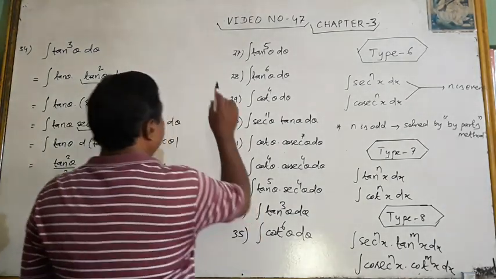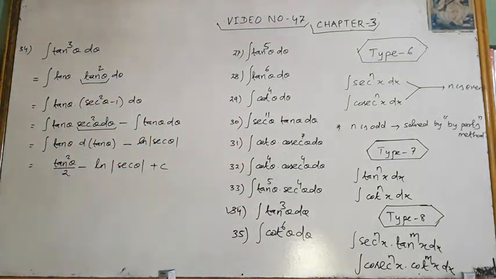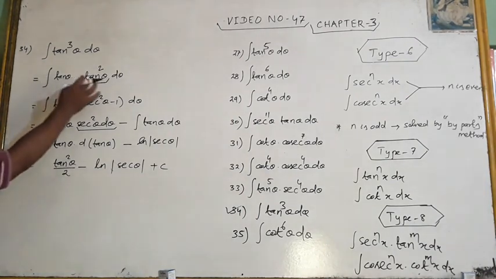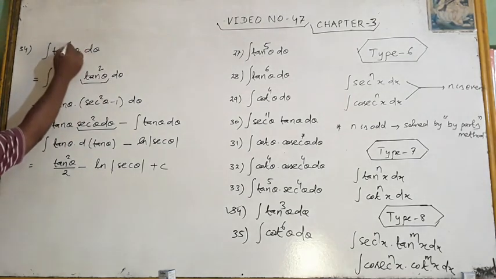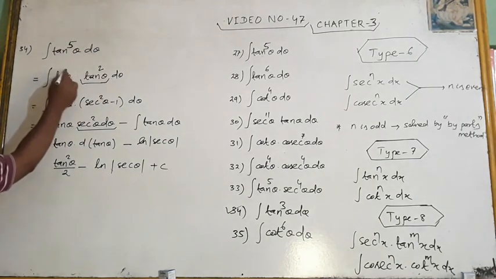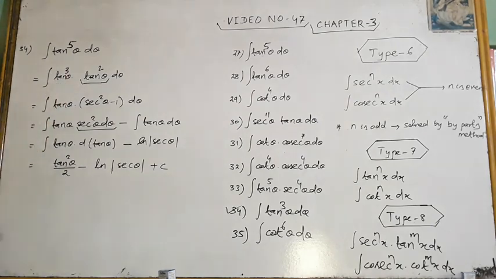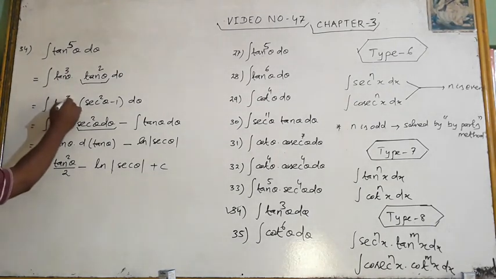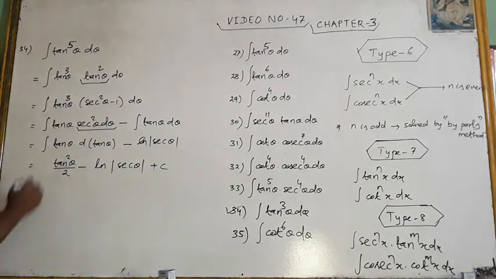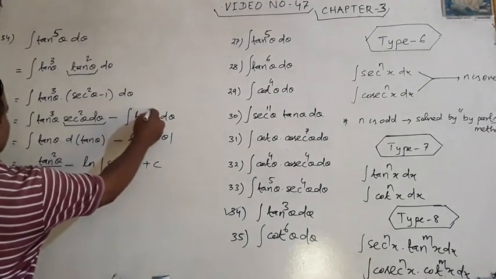Now look at the problem number 5. Tan to the power 5. How am I doing it? My principle is, you have to keep 2 here. Then if it is 5, what you have to do? You have to put 3 here. Then it is sec square theta minus 1. Then tan cube theta sec square theta minus tan cube theta.